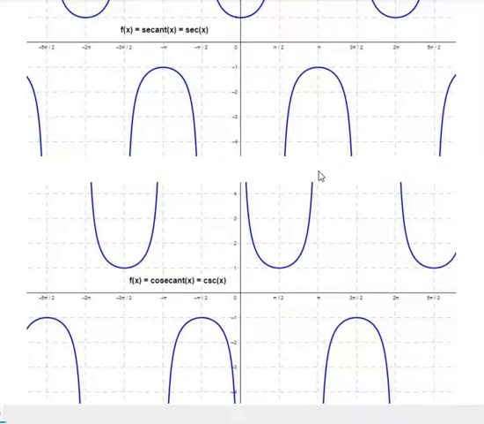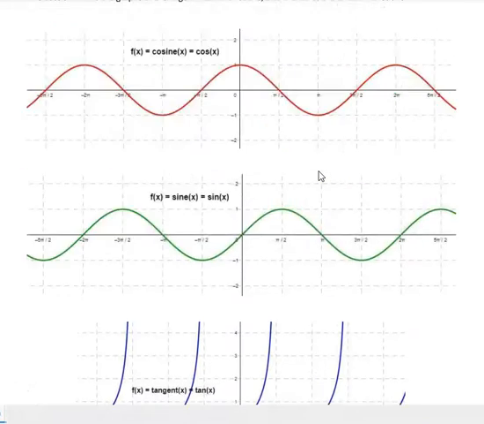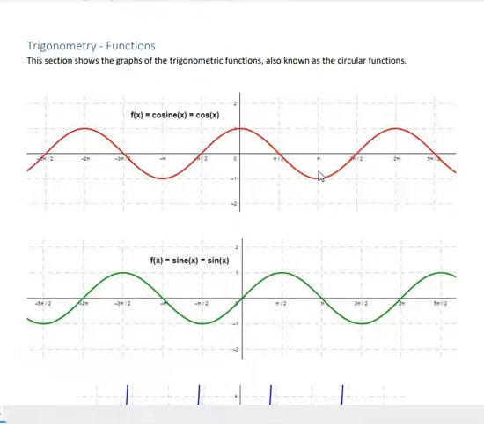So it's important to have these visualizations of these functions so you have a better understanding of their periodic nature and how they can model many, many things in the natural world.